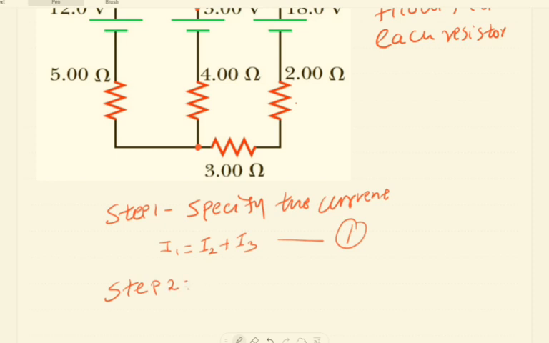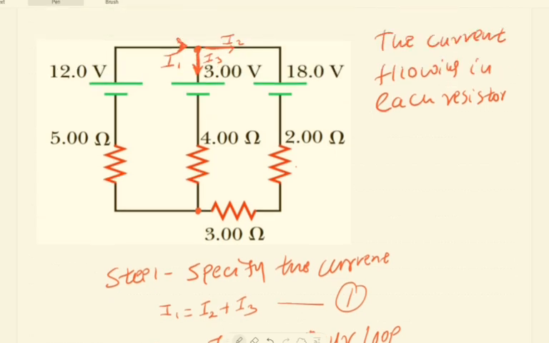Step 2, or simply, identify your loop. So we choose either counterclockwise or clockwise and specify a loop. Here, if you start from this point and move this way and come back to the same point, we call this one loop. So let's call this thing one loop.